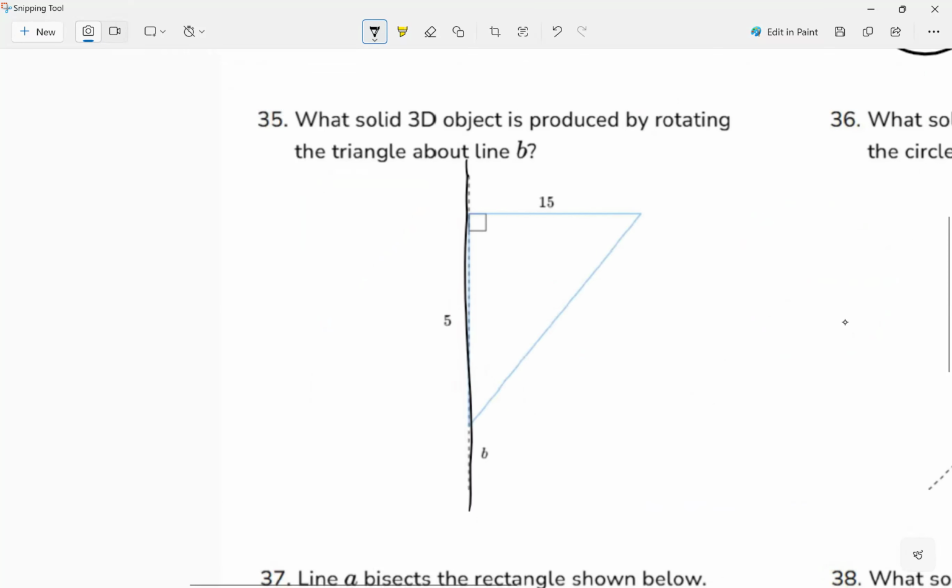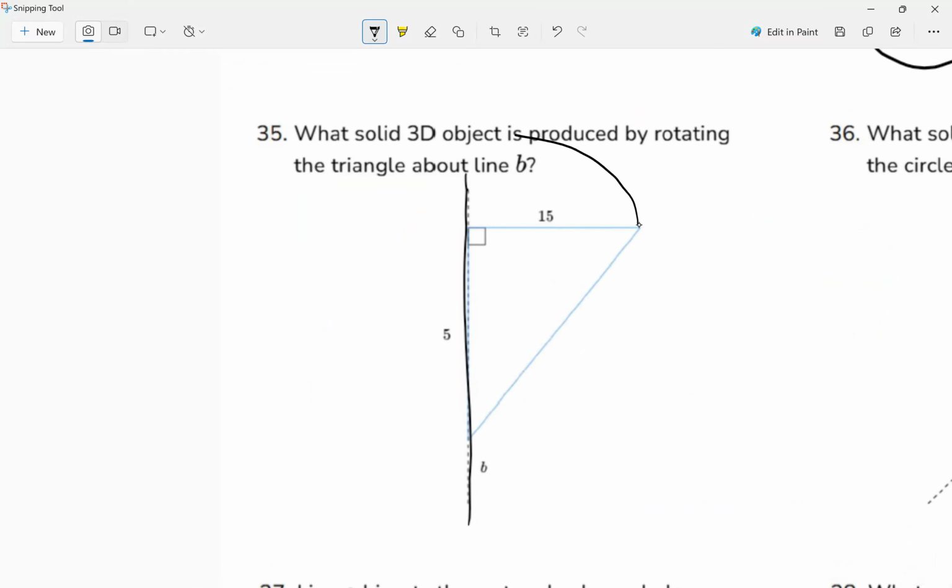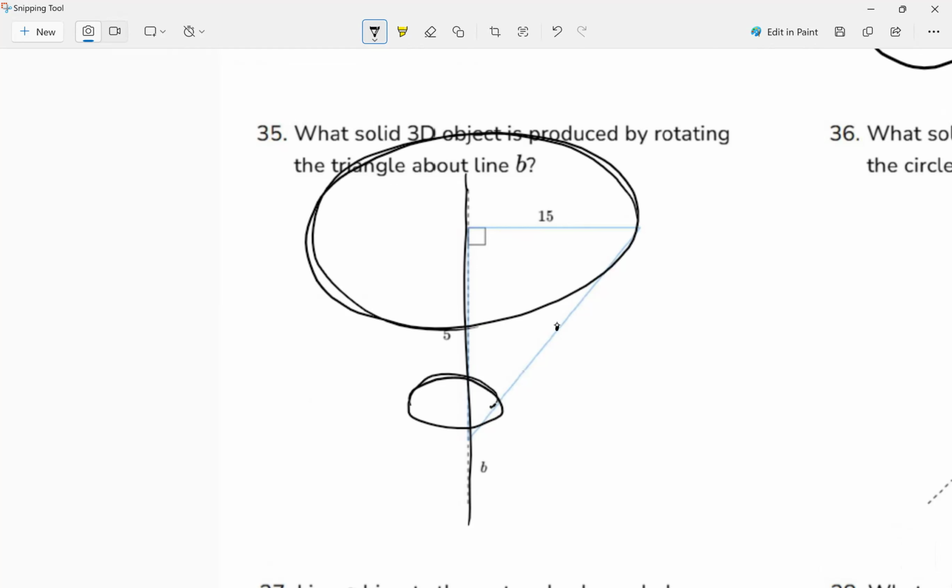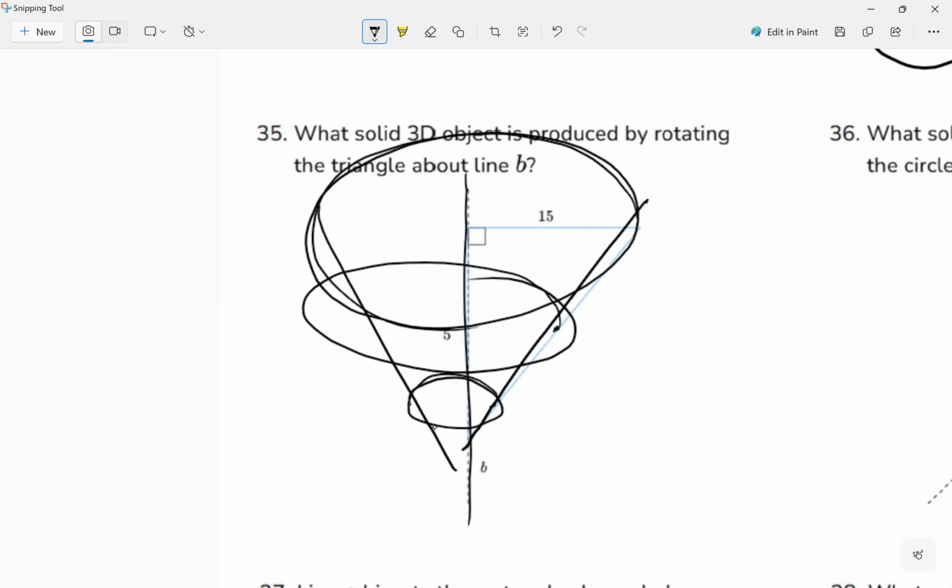So if I rotate the top, it will give me a big circle, right? I'm rotating it, it gives me a circle. I keep on doing it. Look at somewhere over here, it gives me a smaller circle. And let's say I put this point, it gives me a small circle. Now notice, what shape is that?